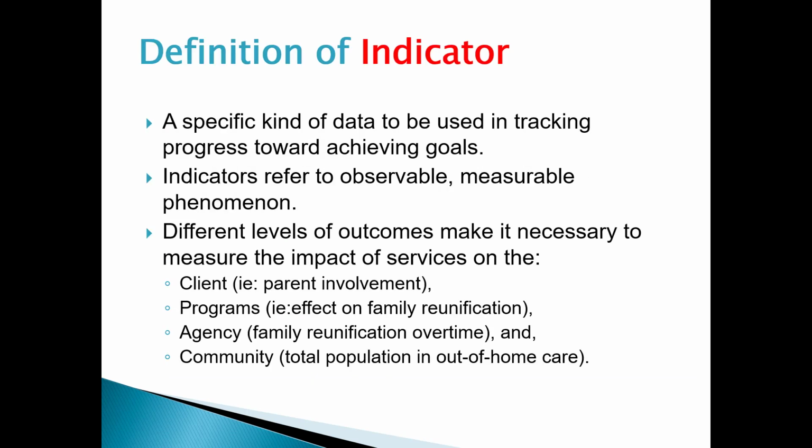Indicators are a specific kind of data that are used to help us track progress toward achieving goals. An indicator is something that is going to be able to be observed, measured, and tracked over time. Different levels of outcomes make it necessary to measure the impact of services on the client, the programs, the agency, and the community.